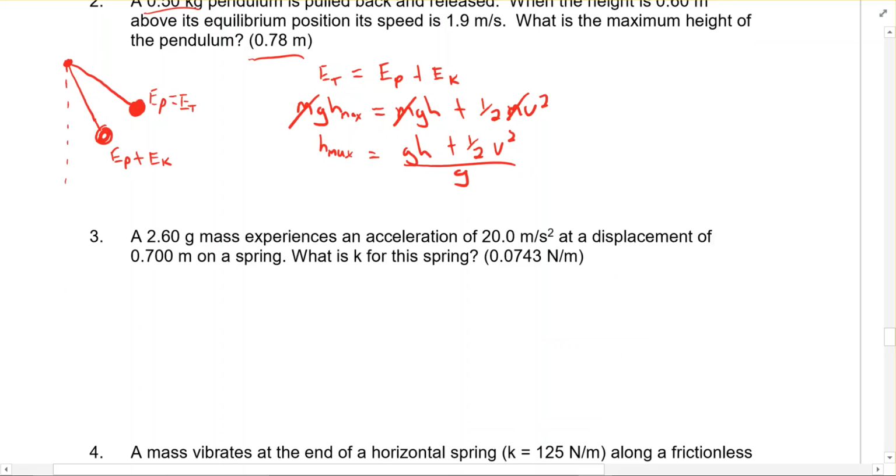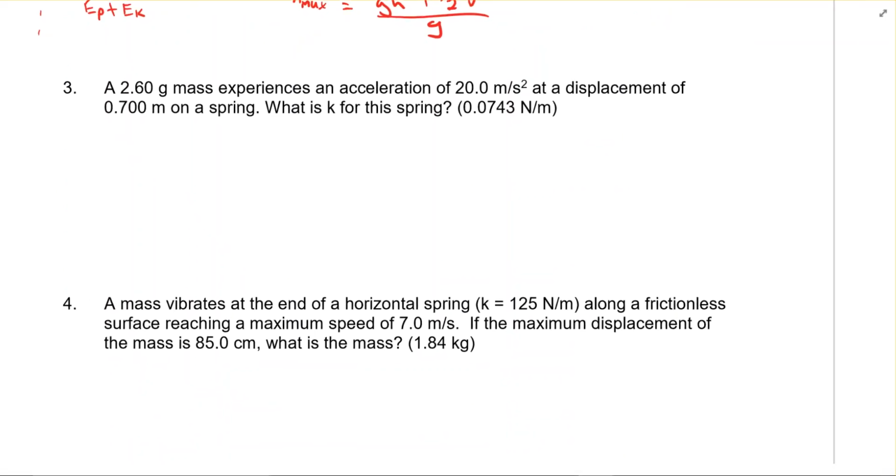Okay, moving on to number 3. A 2.6 gram mass experiences an acceleration of 20 meters per second squared at a displacement of 0.7 meters on a spring. What is k for this spring? So I'm going to start off by saying F net is equal to Fs, the restoring force, right? Hooke's law. F net, Newton's second law, is going to be mass times acceleration.